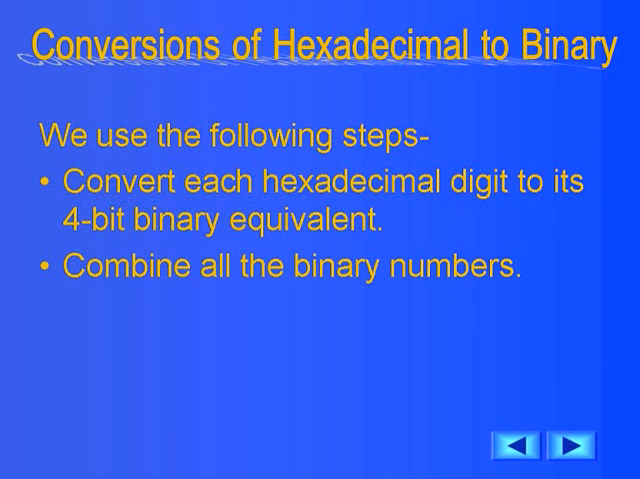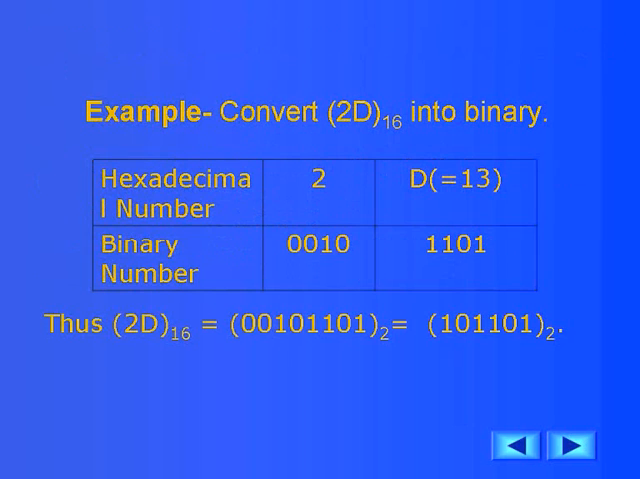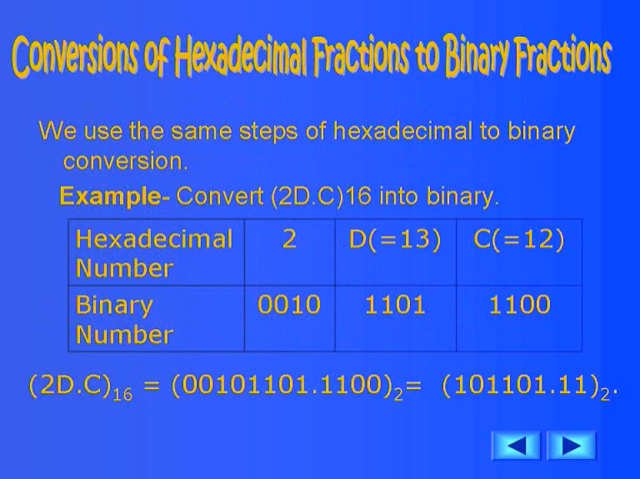Conversion of hexadecimal to binary. We use the following steps. Convert each hexadecimal digit to its 4-bit binary equivalent. Combine all the binary numbers. So convert 2D into binary. Hexadecimal digits are 2 and D. D is equivalent to 1101 while 2 is equivalent to 0010. Thus the number is written as 00101101, which is equivalent to 101101.